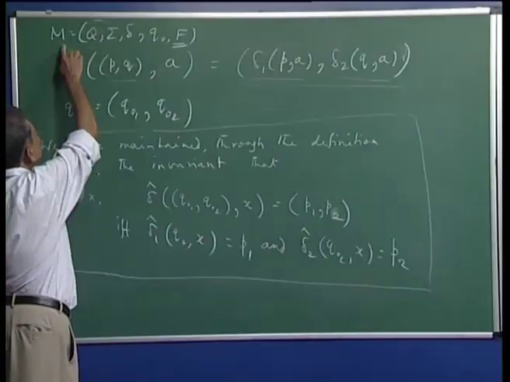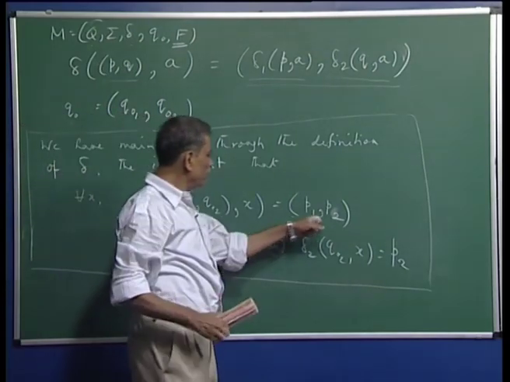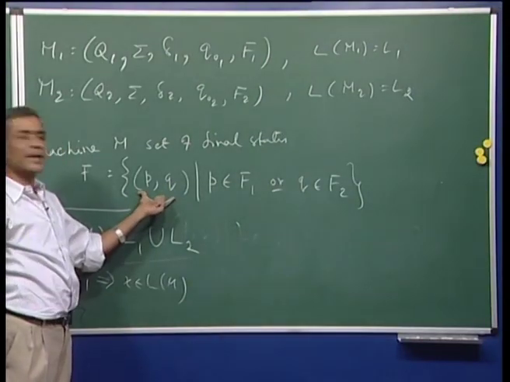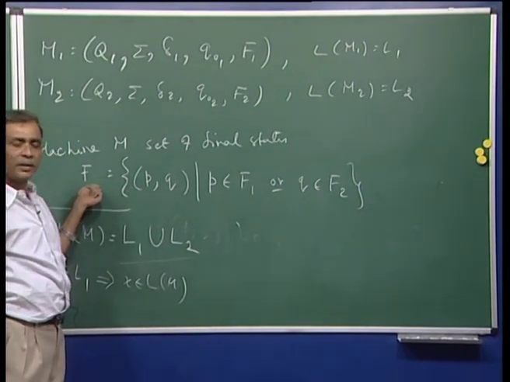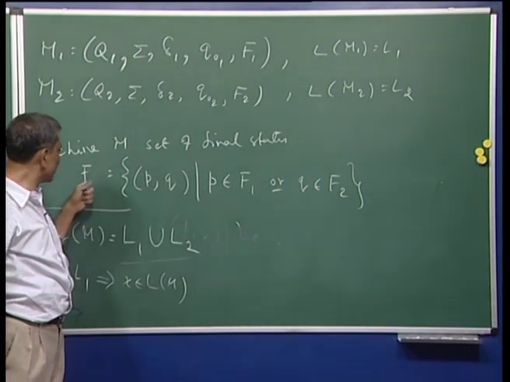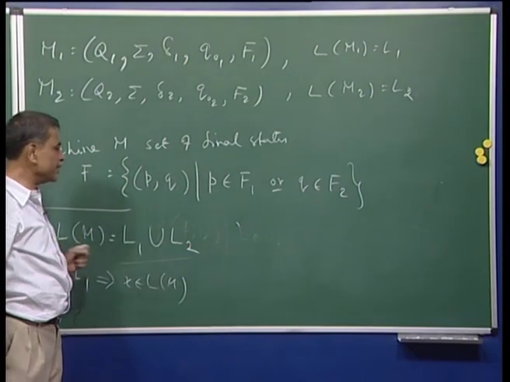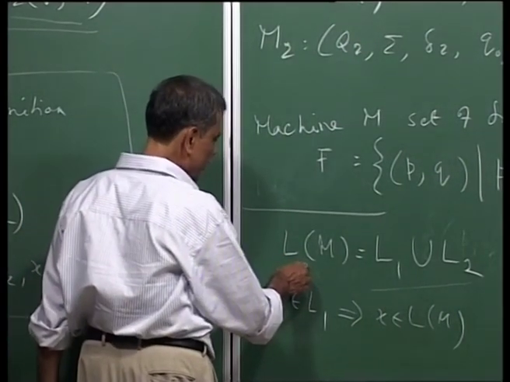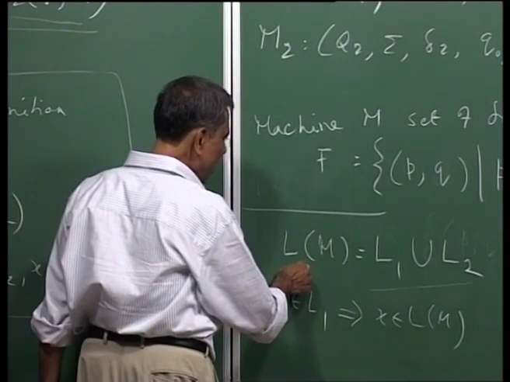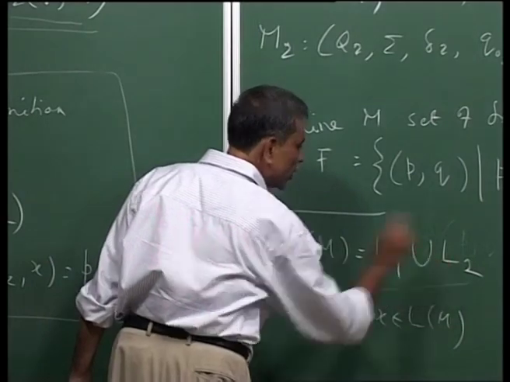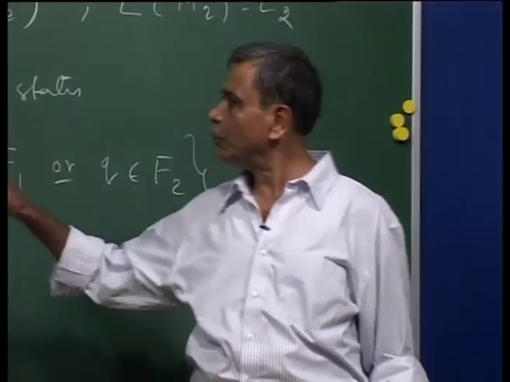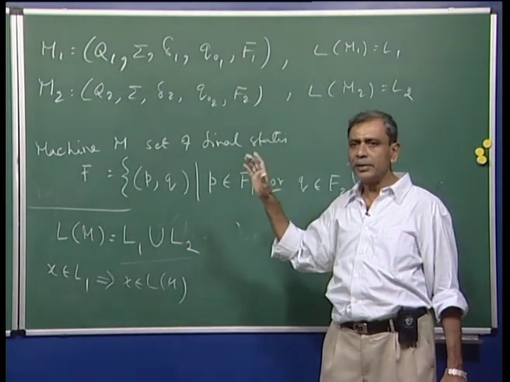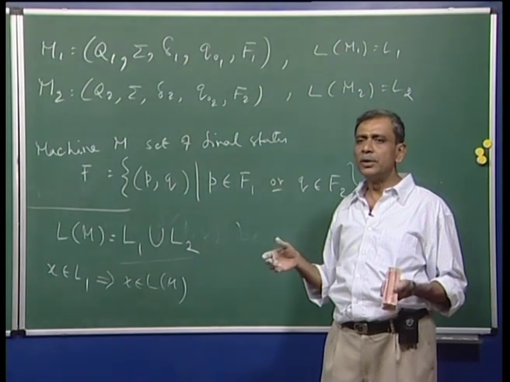So, this machine M on x would go to the pair (p1, p2), in which the first part is a final state of M1, and that state is going to be a final state of M, because this is the definition of the set of final states of M, and therefore, that string x is accepted. In a similar manner, you can prove that if a string is accepted by the machine M, then it has to belong to either L1 or L2 or perhaps both. Therefore, we have proved that if we have two languages L1 and L2, both regular, then their union will also be a regular language.